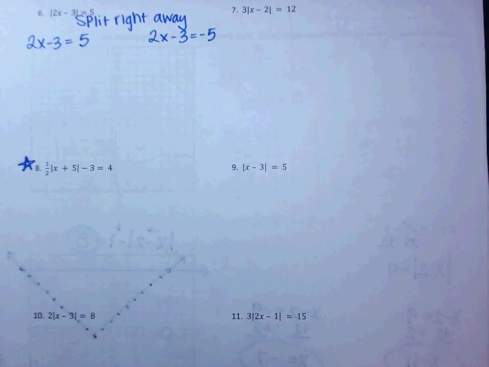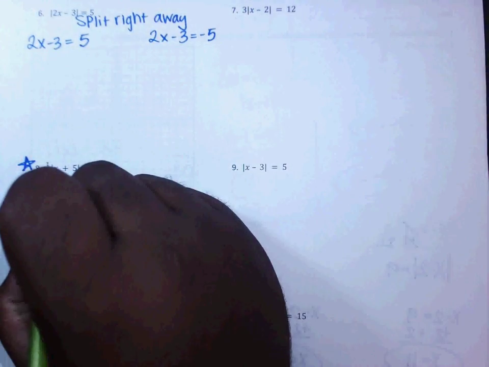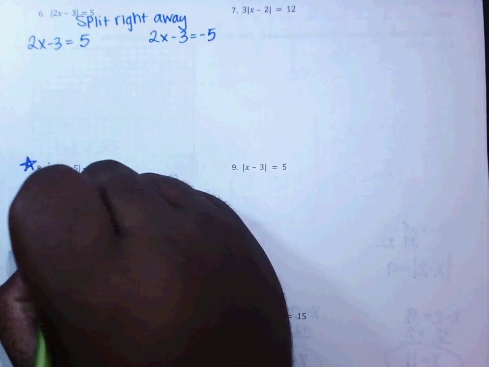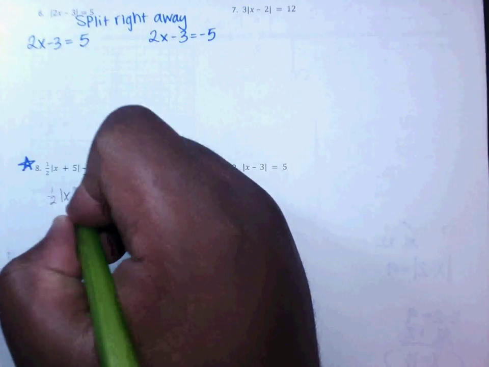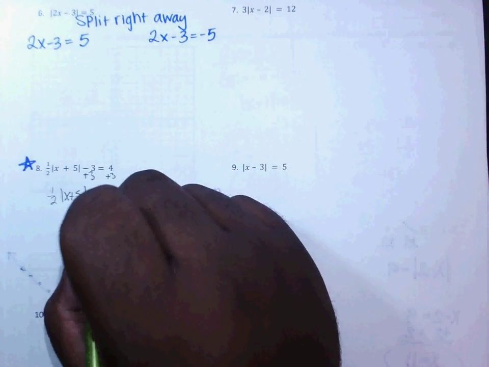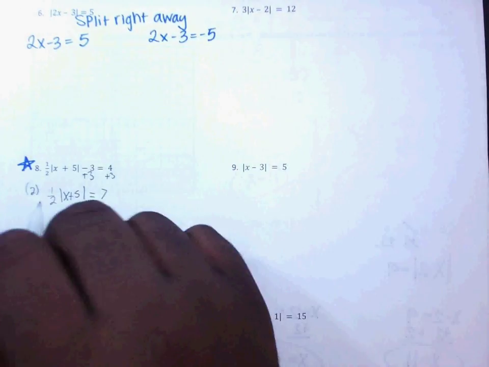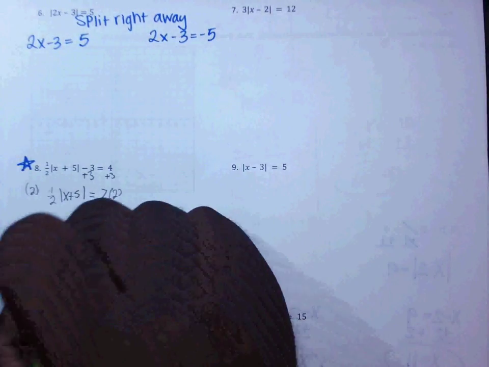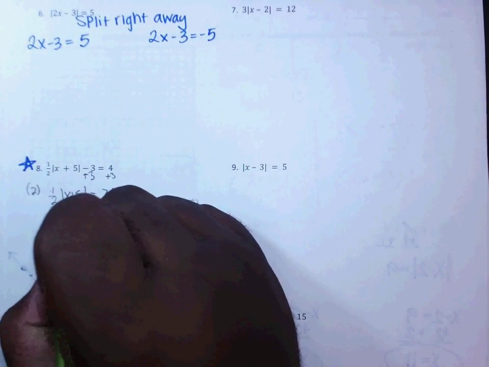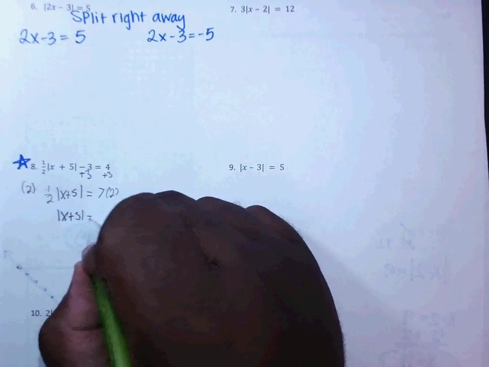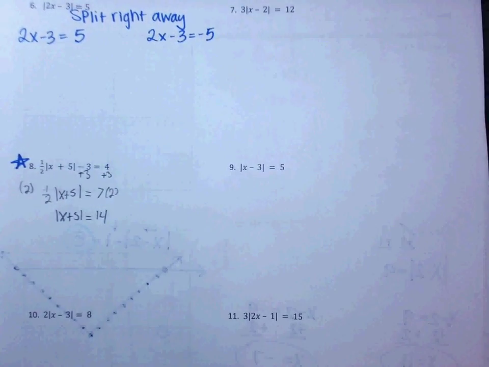Whoa. Okay, so you gotta add the 3 to both sides. And then you get 1/2 x. You're supposed to multiply by 2 on both sides to get rid of this half. So that'll equal 14, but I haven't written it yet. So you'll keep the bars there, plus 5, put another bar, equals 14. And then you have to separate it, okay?